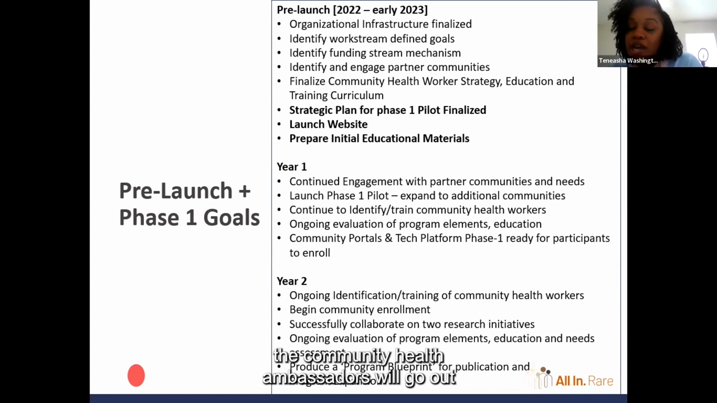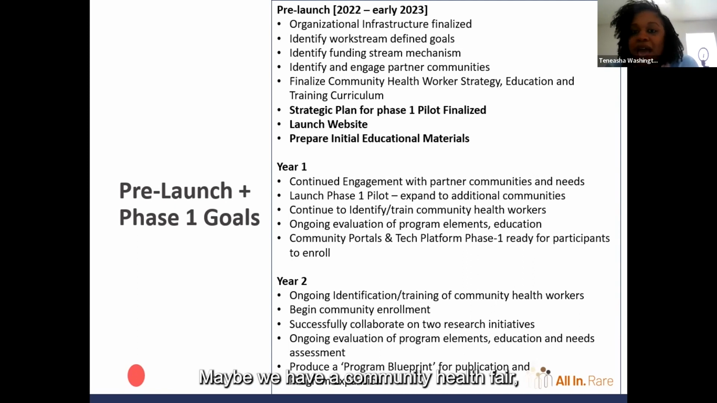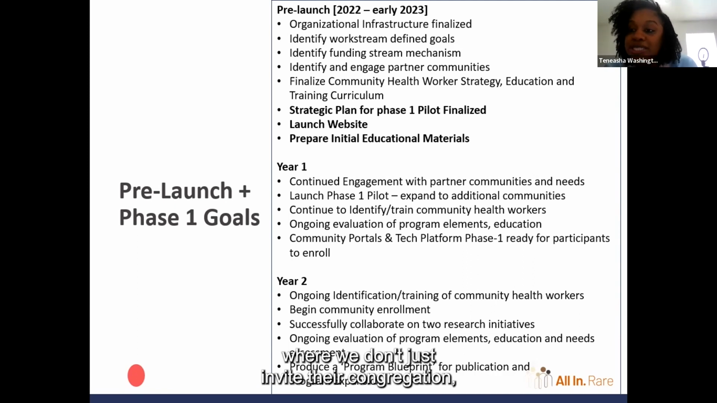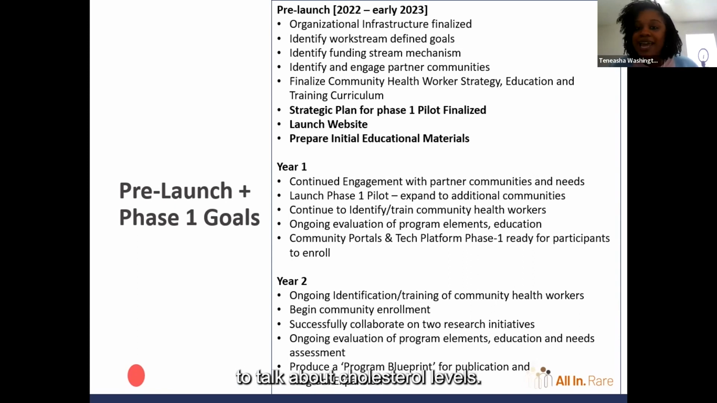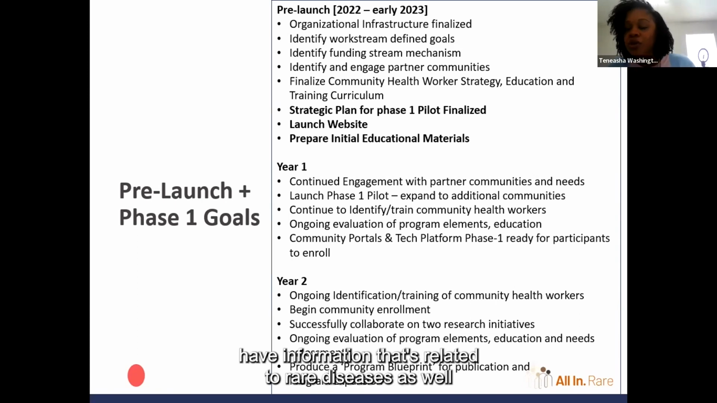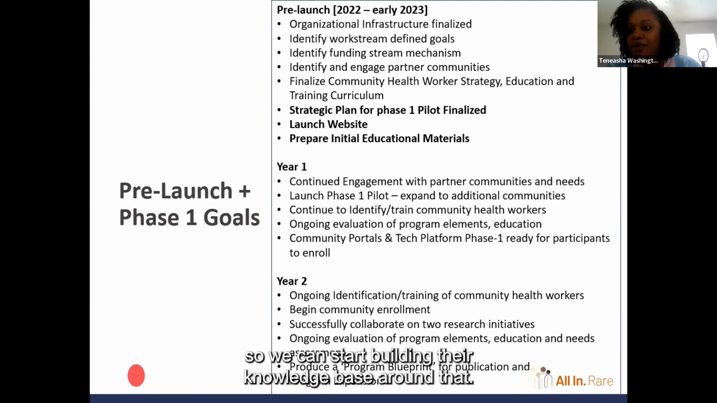Once they are trained, the community health ambassadors will go out and offer events within their congregation. So for example, they're trained, maybe every first Saturday of the month, we're just going to have activities. Maybe we have a community health fair where we don't just invite their congregation, but we invite the larger community to talk about their health, to talk about diabetes, to talk about high blood pressure, to talk about cholesterol levels. And then in addition to that, have information that's related to rare diseases as well. So we can start building their knowledge base around that.